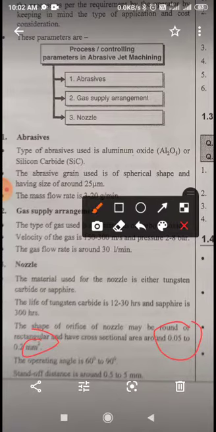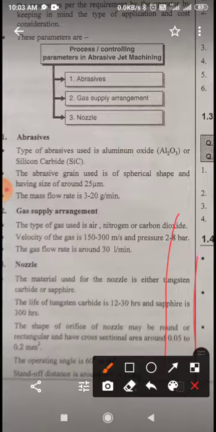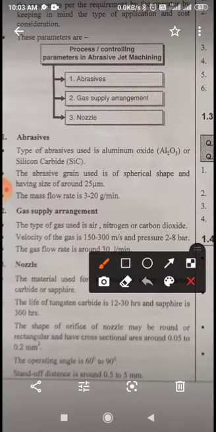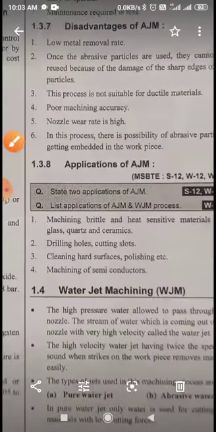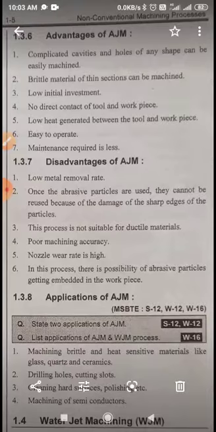The operating angle is one more new thing, 60 to 90 degree. The operating angle, that means the angle between workpiece surface and the nozzle, must be 60 to 90 degree for better material removal. And the stand-off distance is 0.5 to 5 millimeter. Okay, this is the stand-off distance. That means stand-off distance is what? The distance between workpiece surface and nozzle outlet.